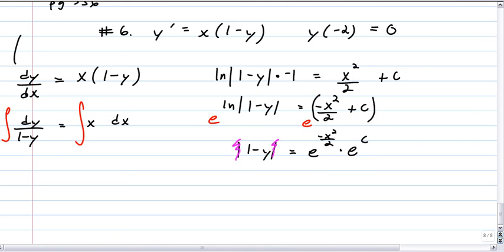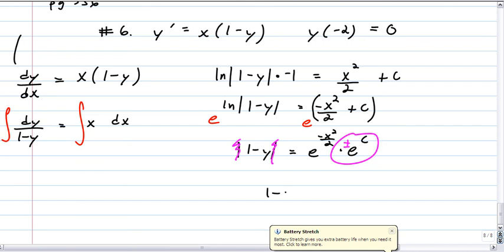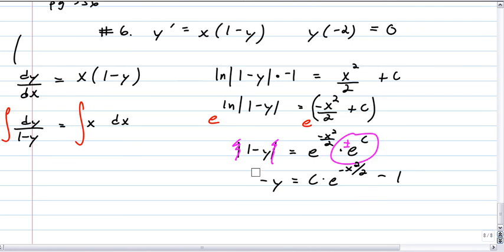Get rid of the absolute value. Put a plus or minus here. That's just still c. So you got 1 minus y equals c e to the negative x squared over 2. Okay, I'm going to minus 1 from both sides. Okay, now I'm going to multiply both sides by negative 1. Make that a positive y. Make that a negative c. That's still going to be c. Make that a positive 1. So we got y equals c e to the negative x, oops, I'll write this as negative 1 times x squared, so you don't drop a sign, over 2 plus 1.